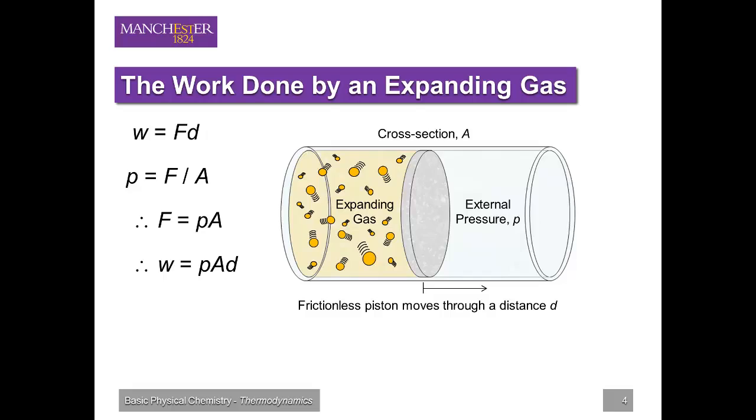But the cross-sectional area of the piston multiplied by the distance through which the piston moves is equal to the change in volume of the gas, delta V. So, the work done by the expanding gas is equal to the pressure multiplied by the change in volume of the gas.